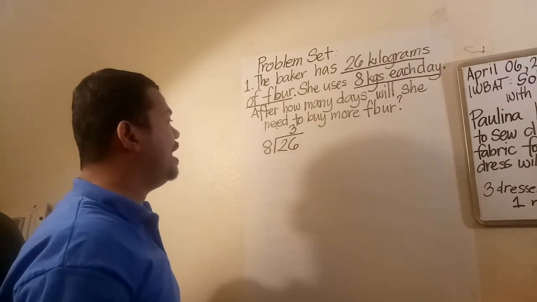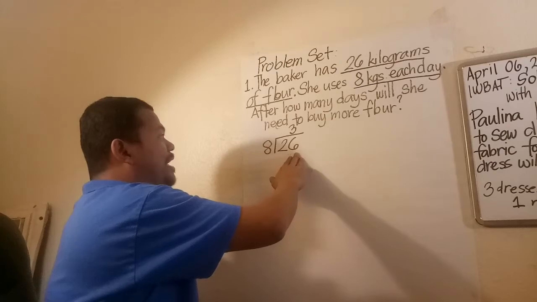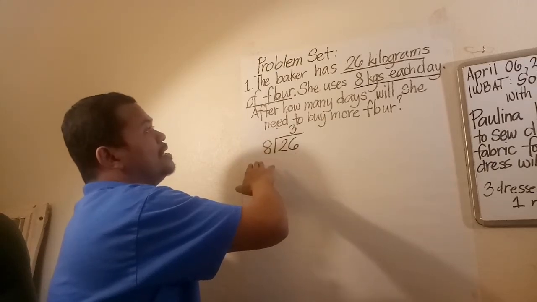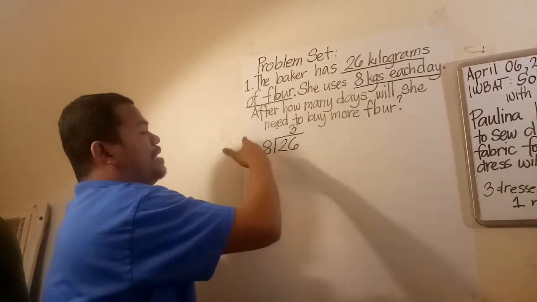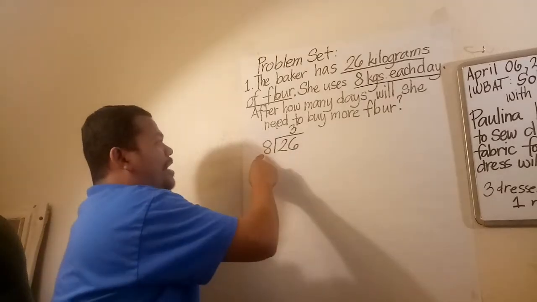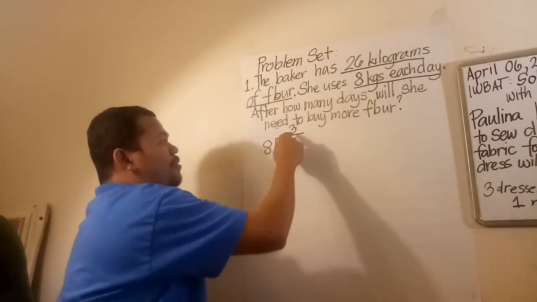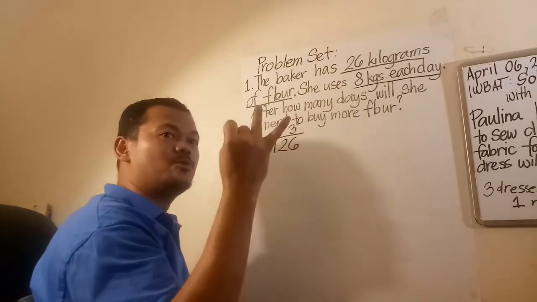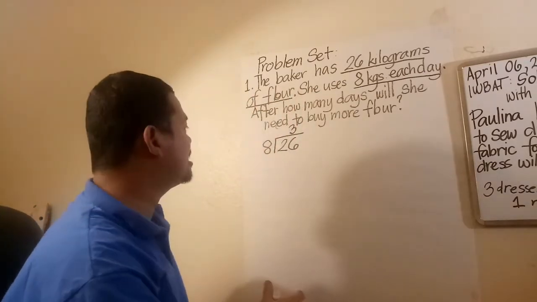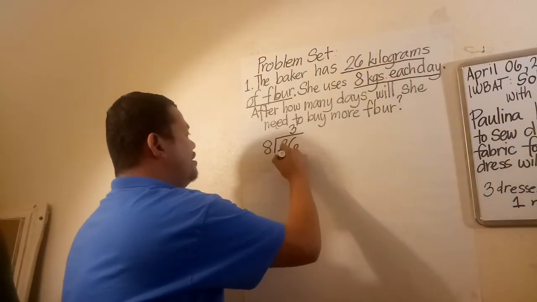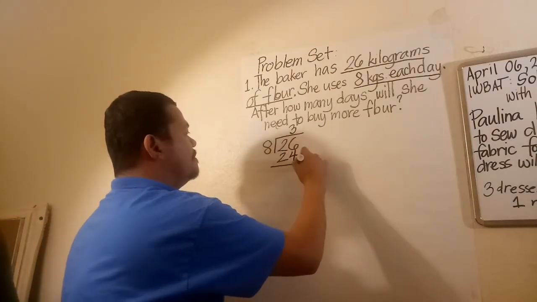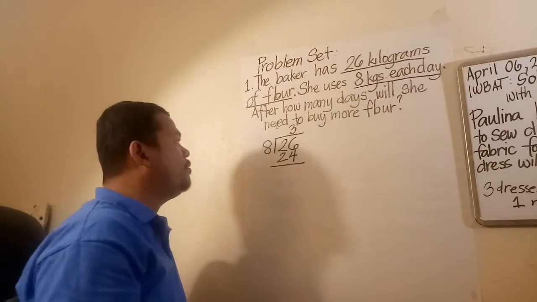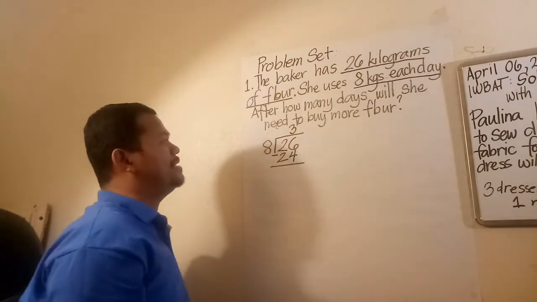Oh, it's very easy for us now to find out how many days it will last. Let's try to multiply 8 times 3. Let's count by 8 again. 8, 16, 24. How much? It's 24. Right here, 24. There you go. Then after we multiply, we are going to subtract it.